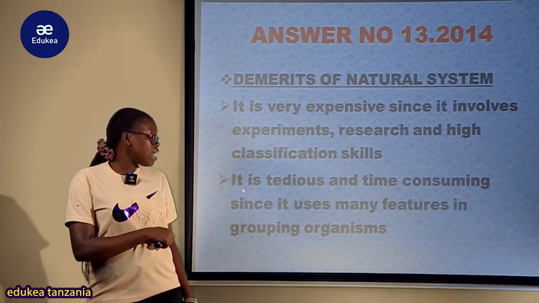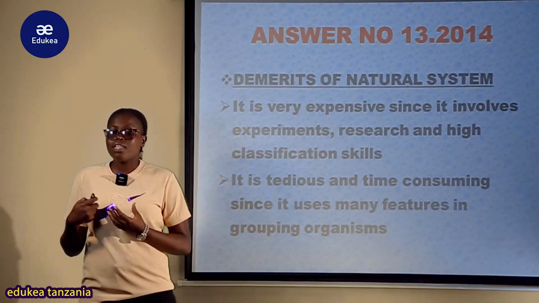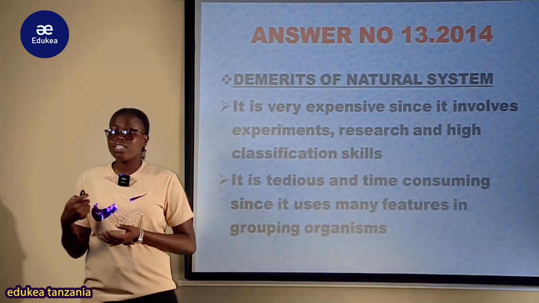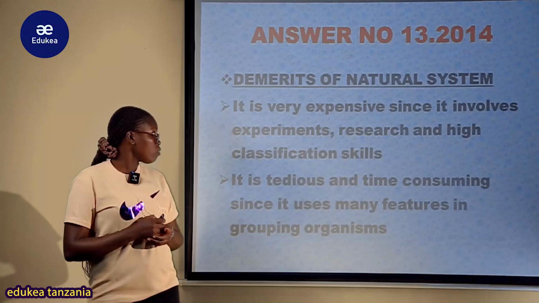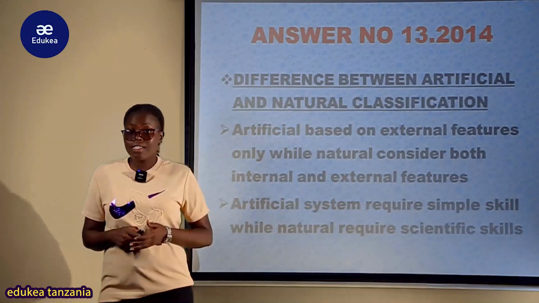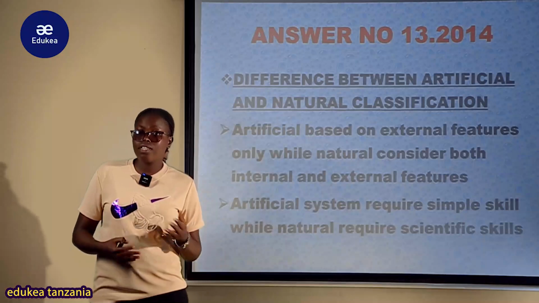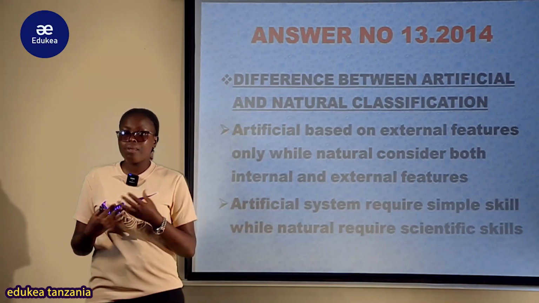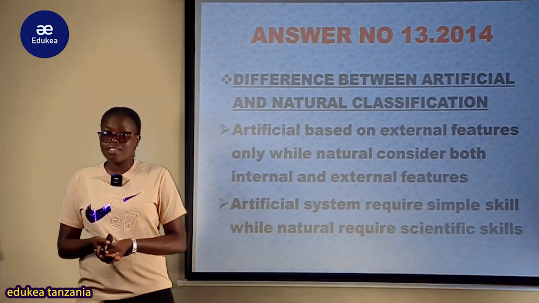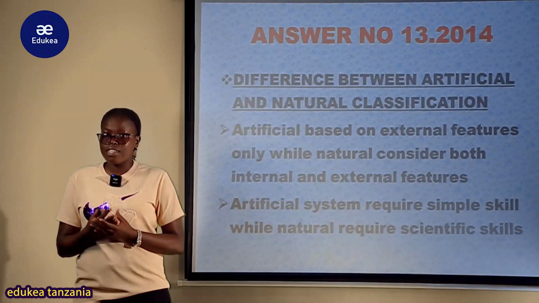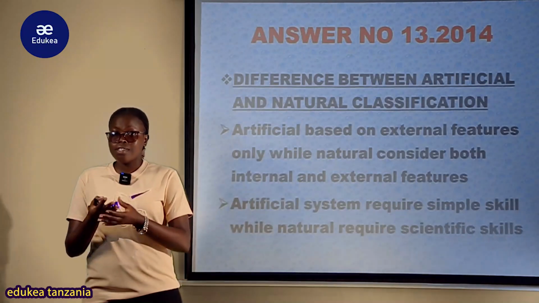Vile vile it is tedious and time consuming since it uses many features in grouping organisms. Inachukua muda, vile vile inachosha kwa sababu inatumia characters nyingi kuweza kugroup our organisms. So now let us see the differences. Baada ya kuangalia what is natural classification, what is the artificial classification system, the merit na demerit pamoja na examples, now we can state the difference existing between the natural and artificial classification system.